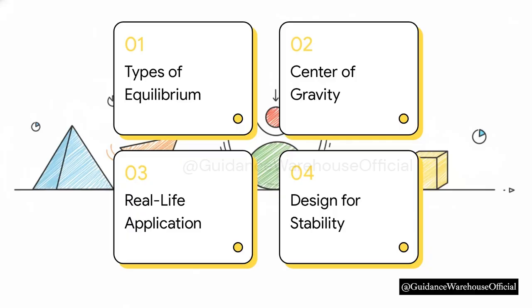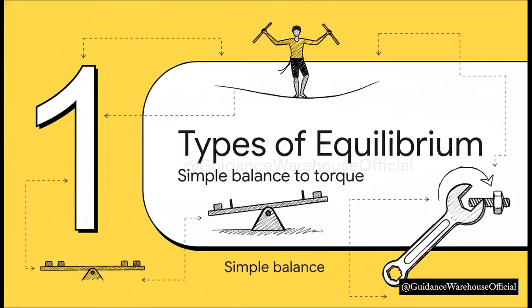By the end of this explainer, you're going to master the 3 types of equilibrium, the mathematical formula for balance, and how to apply these exact concepts in real life. So let's just dive right in. Section 1. 3 types of equilibrium. From simple balance to technical torque.